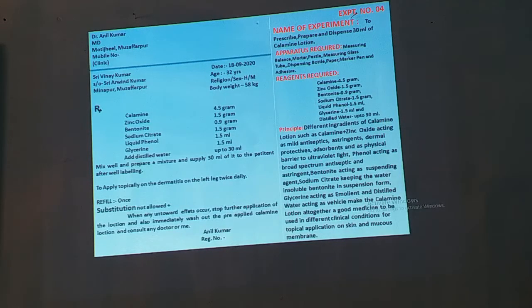Liquid phenol 1.5 ml acting as preservative as well as corrective, and sodium citrate acting as adjuvant. Glycerin 1.5 ml acting as corrective, and then distilled water which acts as vehicle. So this heading comes under the inscription. So first part is superscription denoted by Rx, and second part is inscription, that is body of the prescription.